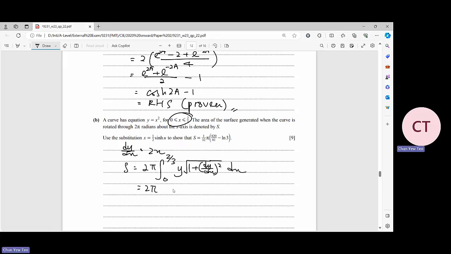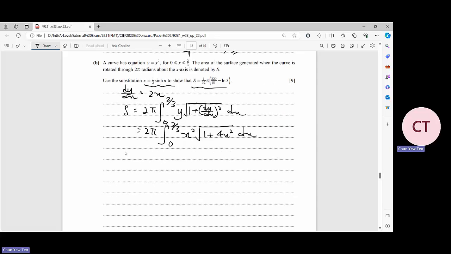Then I will get 2π ∫ from 0 to 2/3 of y = x², times √(1 + 4x²) dx. Okay, so this is what I am supposed to start from. Then the question wants you to use this as a substitution to show that S is going to be equal to this value.